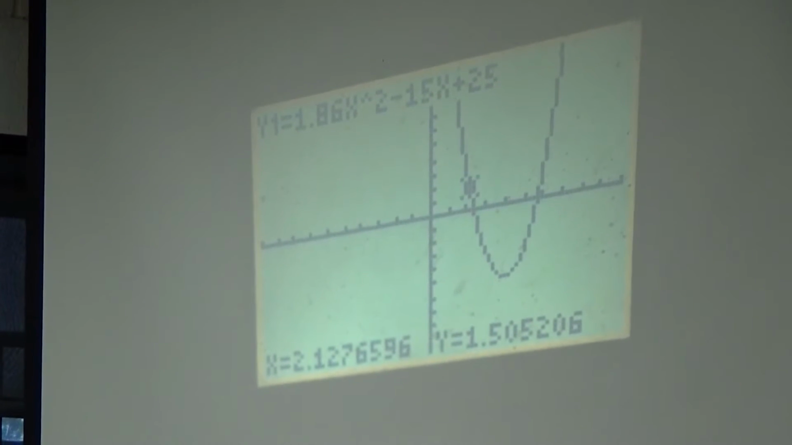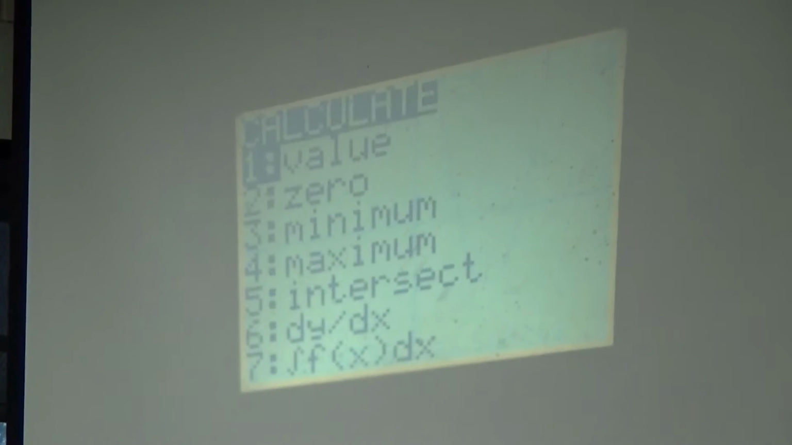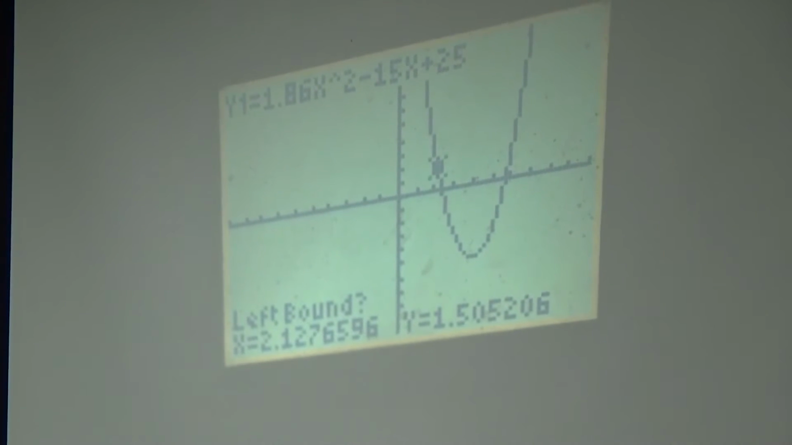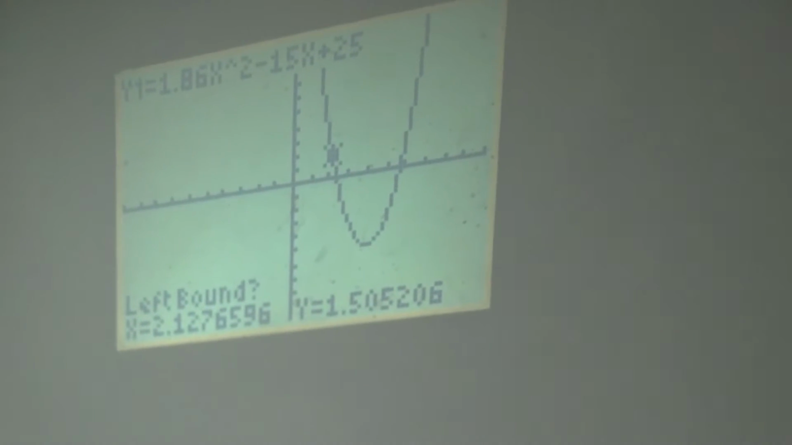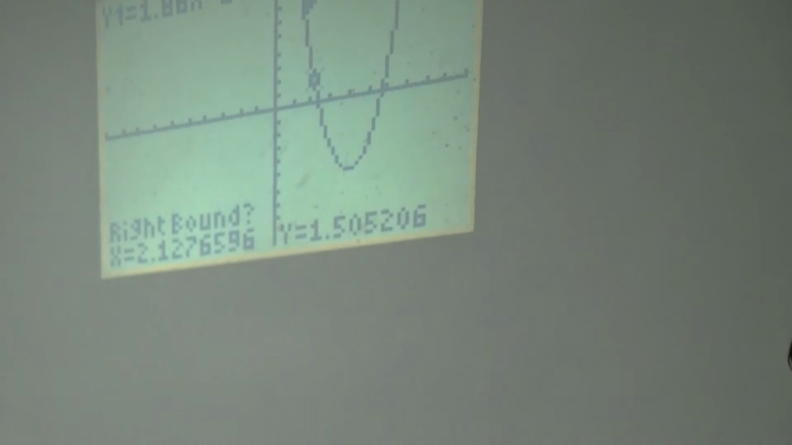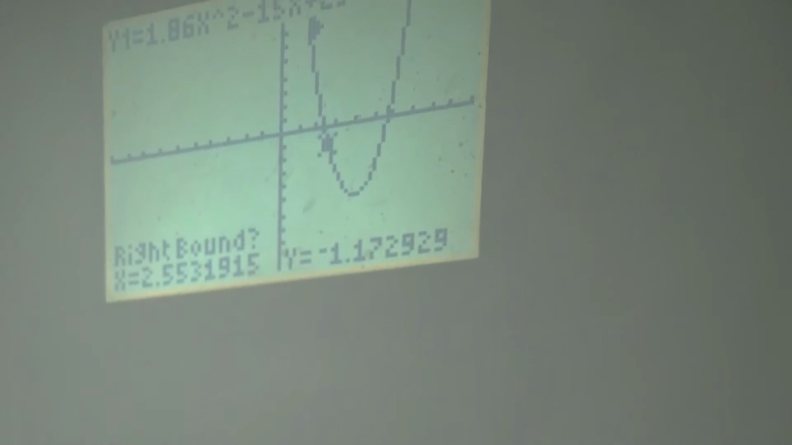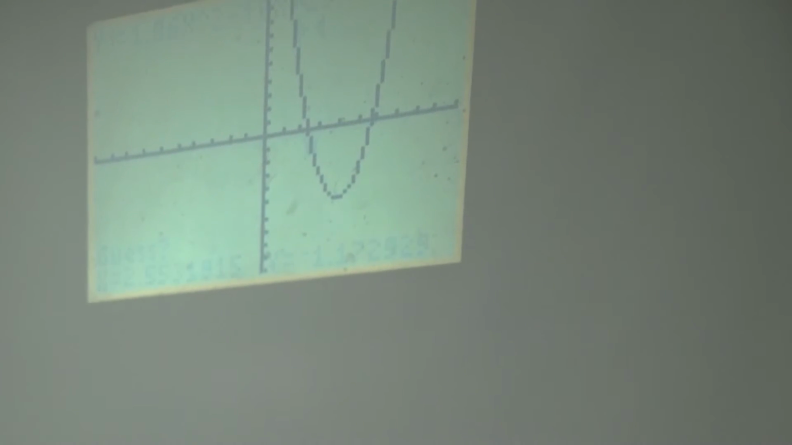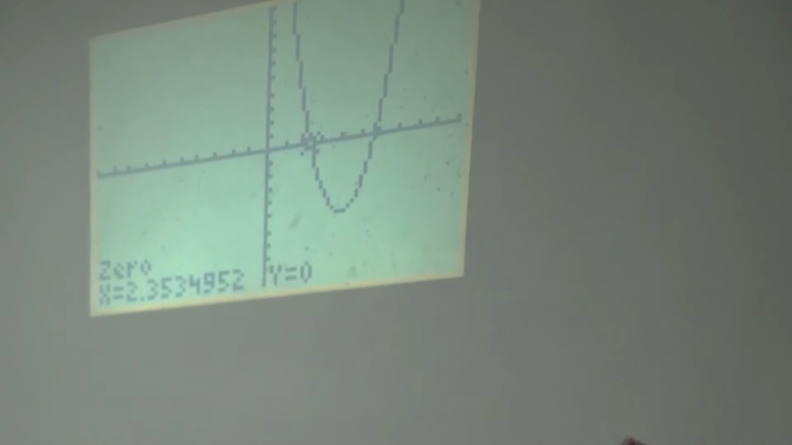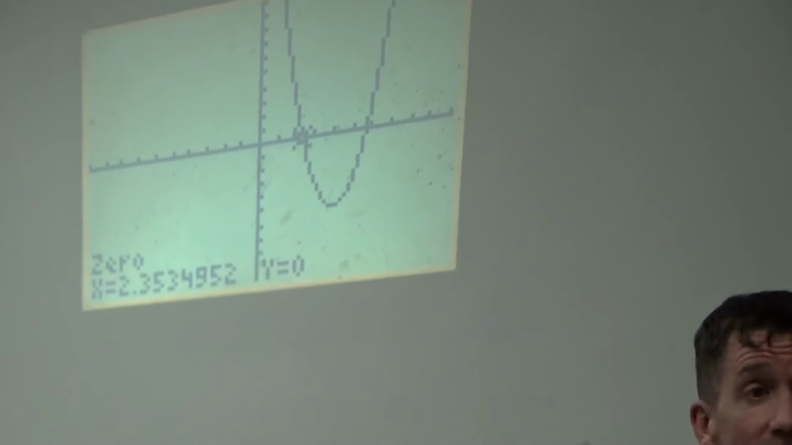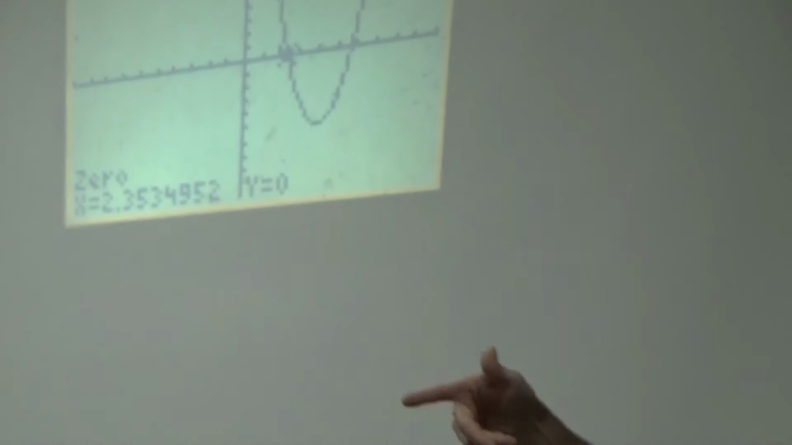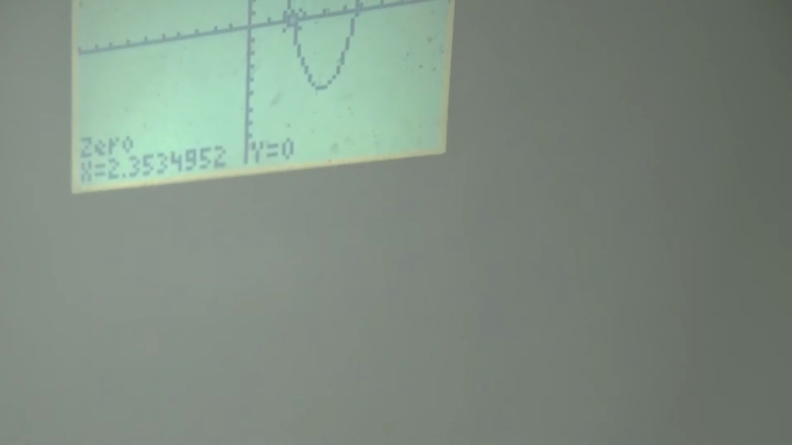Close enough, right? All right, second calc, zero. Left bound: you have to make sure the cursor's on the left side of that x-intercept. It is. Hit enter. Right bound: you have to move the cursor to the other side. Then hit enter. Then for the guess, just hit enter. But you notice I had to hit more buttons, I had to look at it before I could just go like this, right? So I prefer intersect. If you remember, put the equation equal to 0. True? So that's another way to do it.